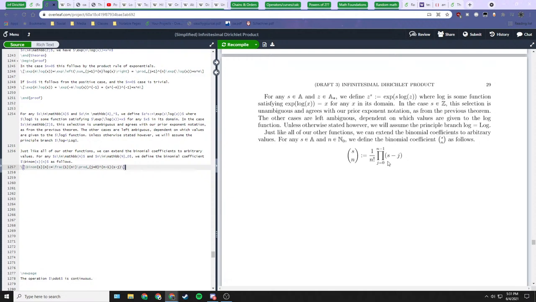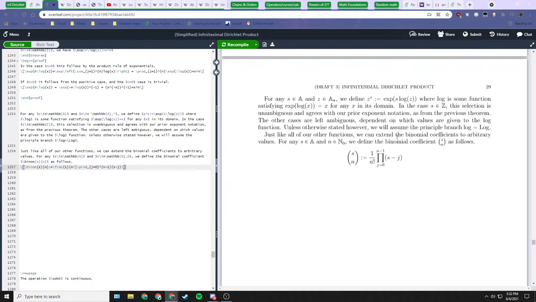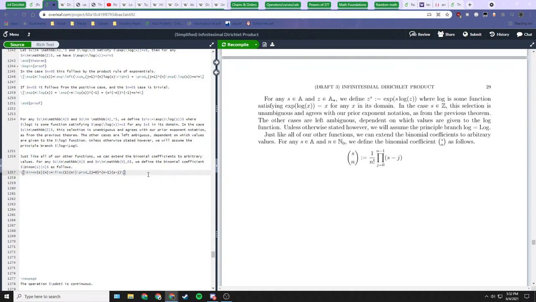I kind of like this one actually a little bit, because if we think of this as a function of s, this is just very clearly a polynomial, like a factored polynomial, where the zeros are exactly the values that j takes. That's kind of nice in that sense. Okay, so we'll define these like this, and we're just going to leave them like that.